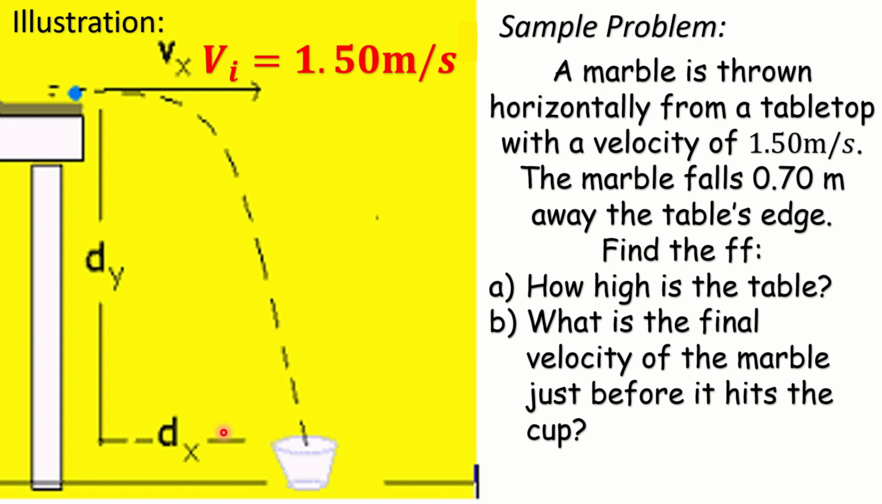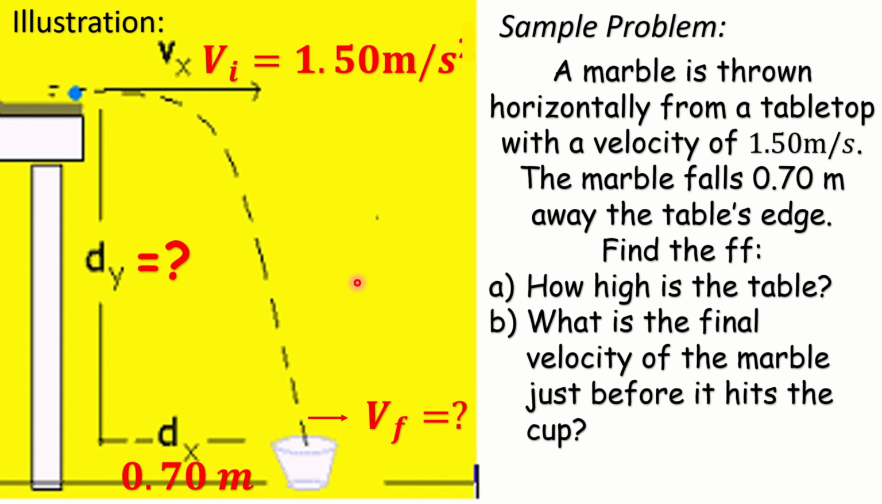Next, the marble falls at 0.70 meter away from the table. Therefore, we can say that it is the horizontal distance, or dx, and that is again 0.70 meters. Next, we are going to find how high the table is, or our vertical distance, or dy. And also, if we have initial velocity, of course we have the final velocity of the marble before it touches the cup, and it is represented as Vf, or the final velocity.